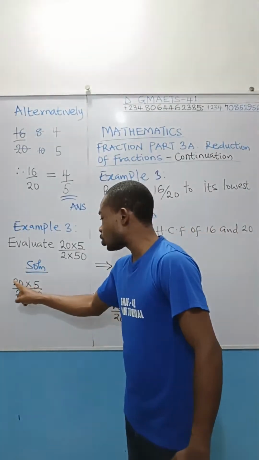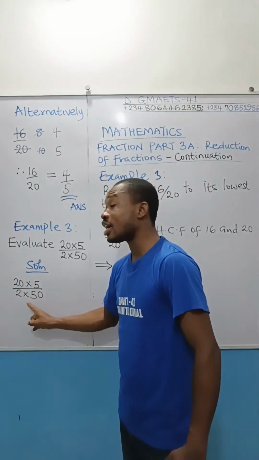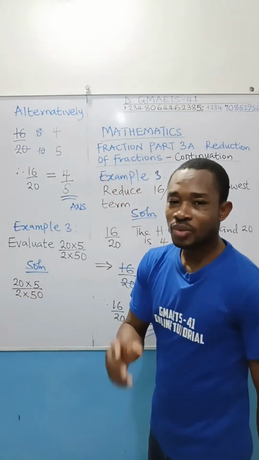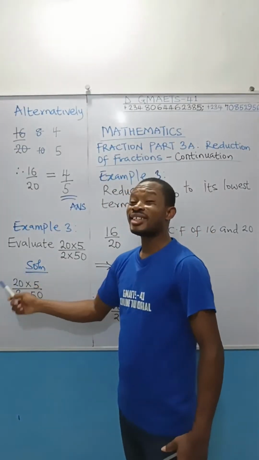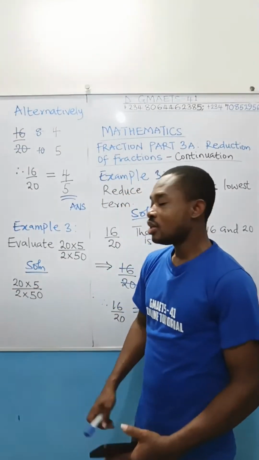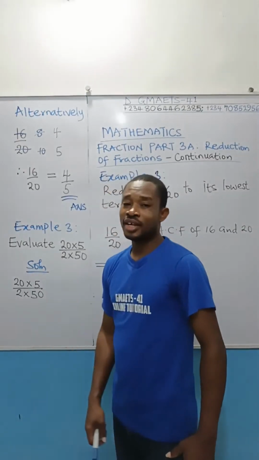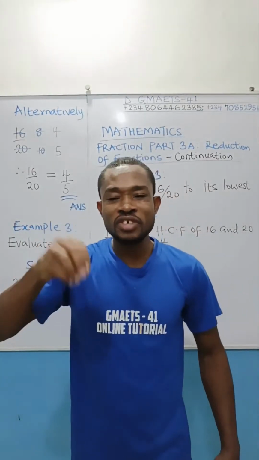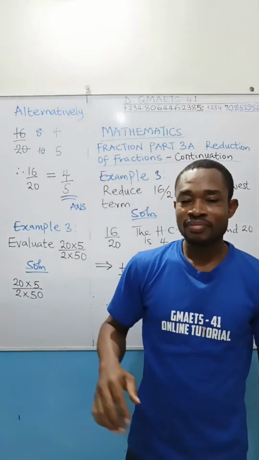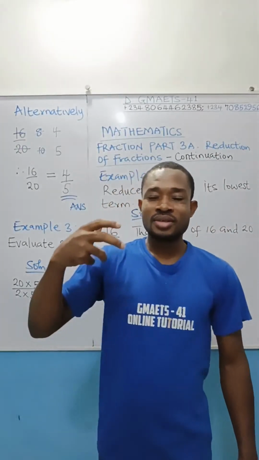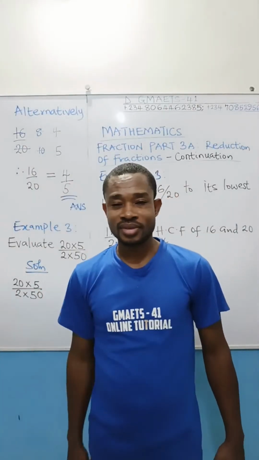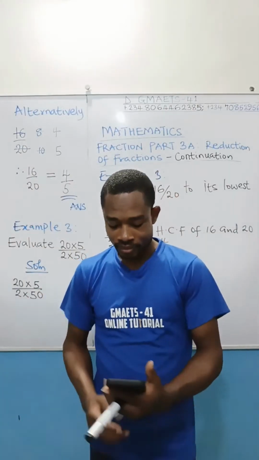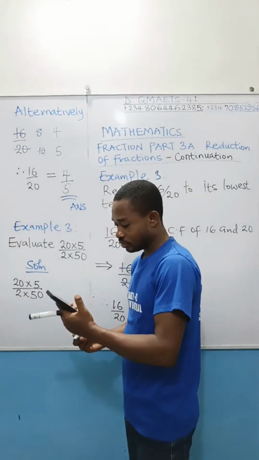Now look at it, we have 20 times 5 all over 2 times 50. There is one thing I want to show you quickly. You observe that there is a number in the numerator that ends with the digit 0. You also have a number in the denominator that ends with 0. Under division, in basic arithmetics, I taught you the principle of dividing numbers whose last digit ends with 0. You just have to cancel out the 0.